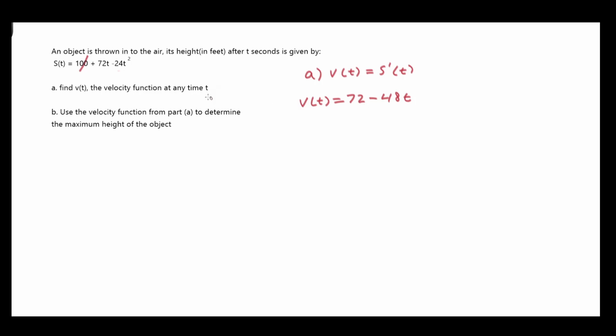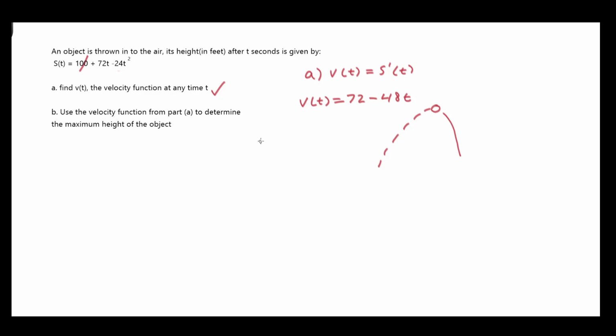So now that we have our velocity function, we can use this to try and determine the maximum height of this object. So even though this is a velocity function, we know that when a ball is thrown in the air, at its maximum height, the velocity of the ball is going to be equal to 0, because that's when it's going to transition back down towards the ground. So in this case, we can set this velocity function equal to 0, and that will give us the time that it took for this ball to travel to its max height.